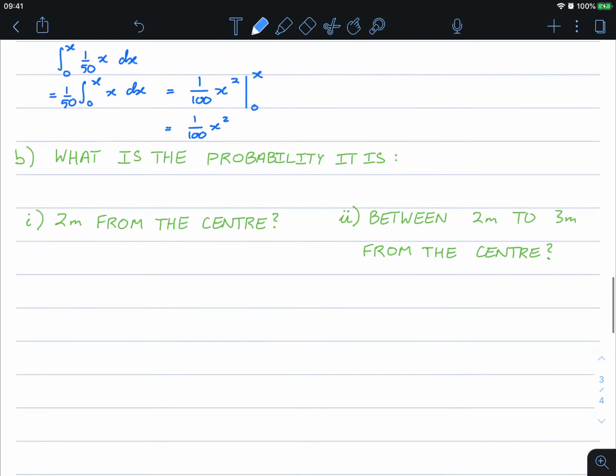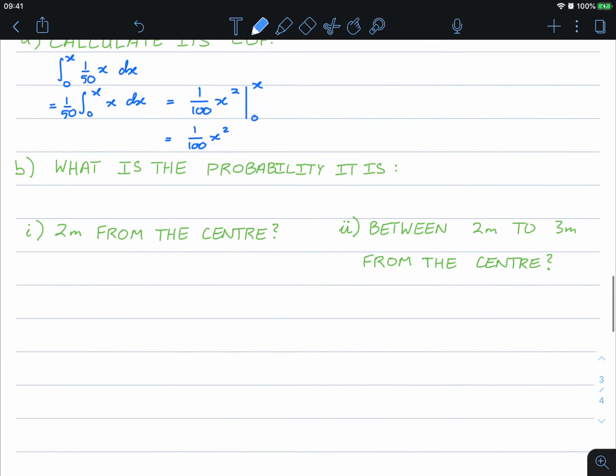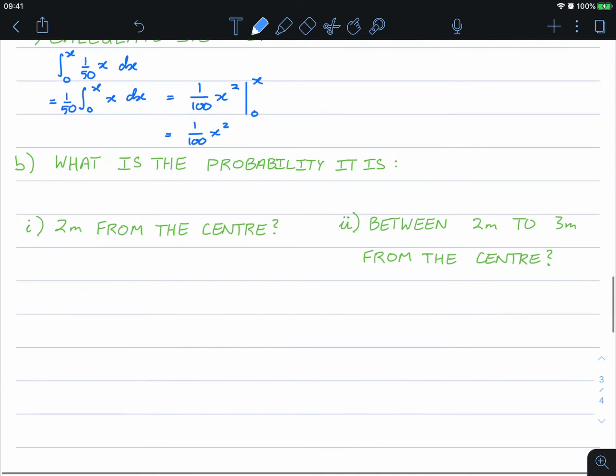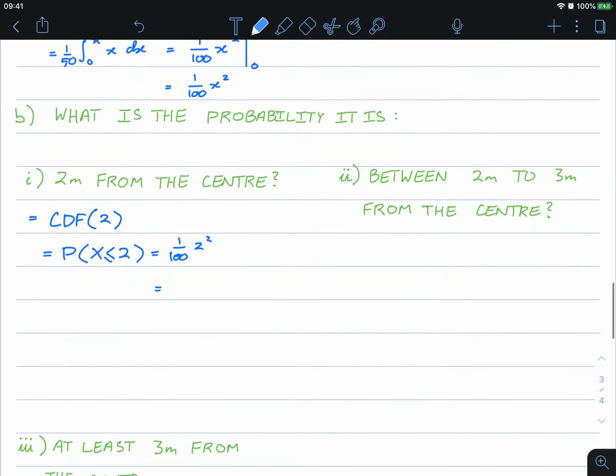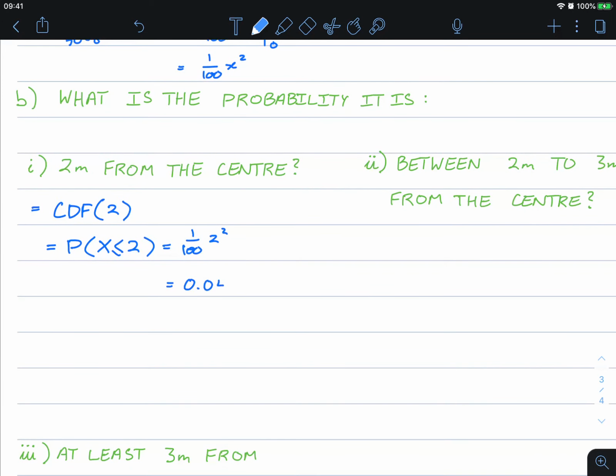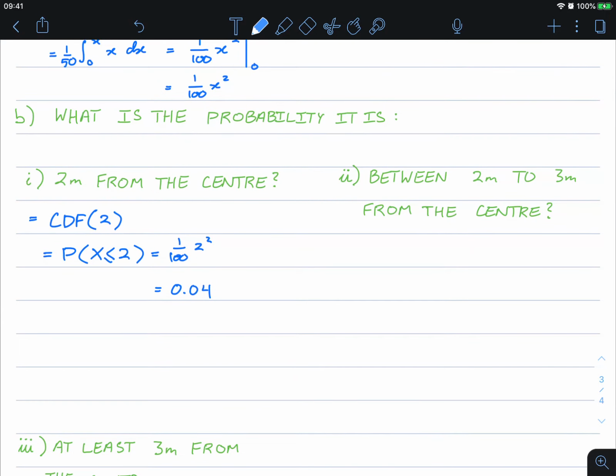What is the probability it is 2 meters from the center? Well, that's just the same as the CDF, and if we substitute the value of 2, because this is the same as the probability of x less than or equal to 2, well, that's just 1 on 100 times 2 squared. That's 4 on 100, which is 0.04, which matches what we previously saw.